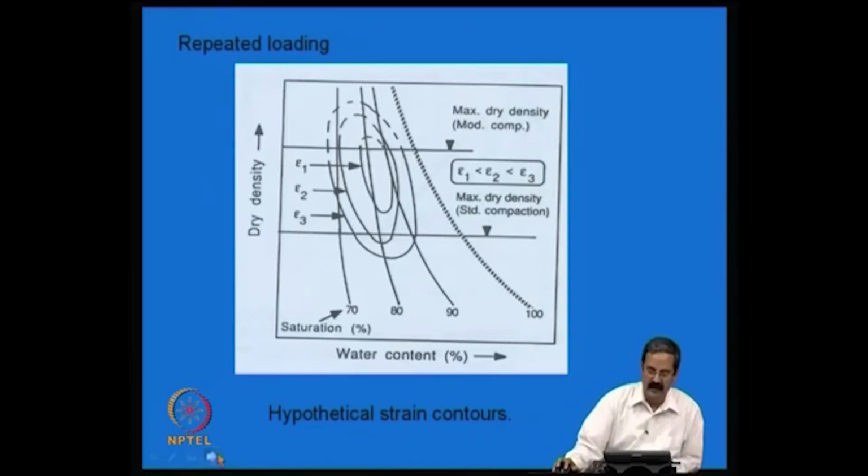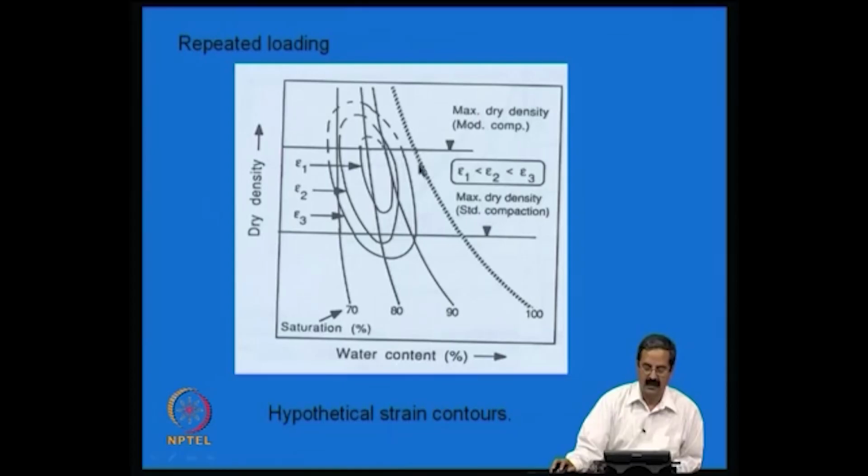This is another important point that one needs to understand, particularly with reference to the compaction curve. Say for example, the compaction curve will be somewhere like this. So one can calculate the shear strains in samples. The reason we are doing compaction is that we will have higher shear strength, which means that the shear strains at any level have to be lower.